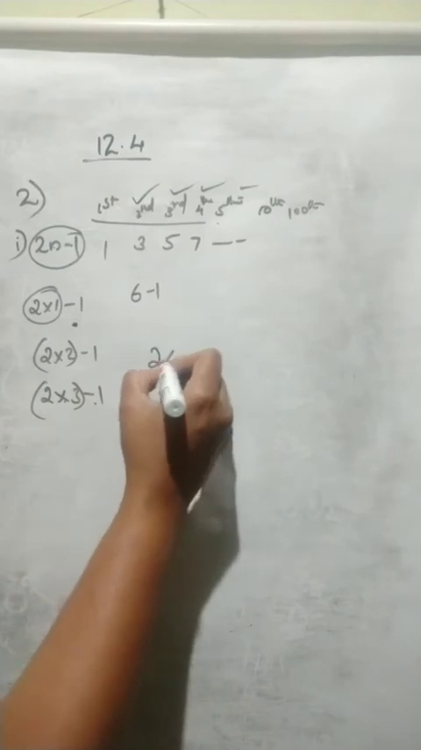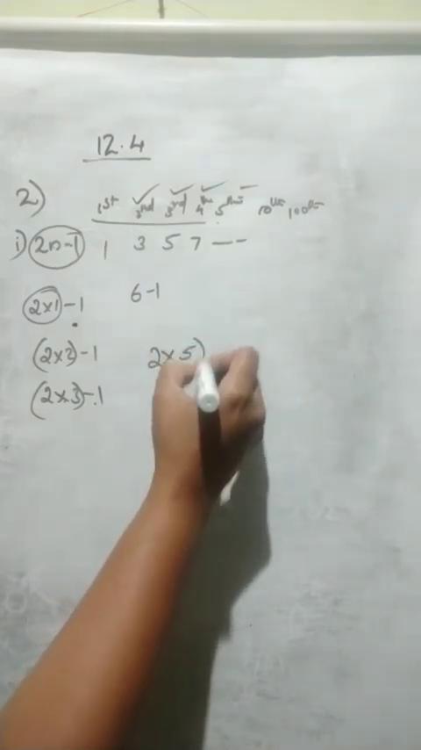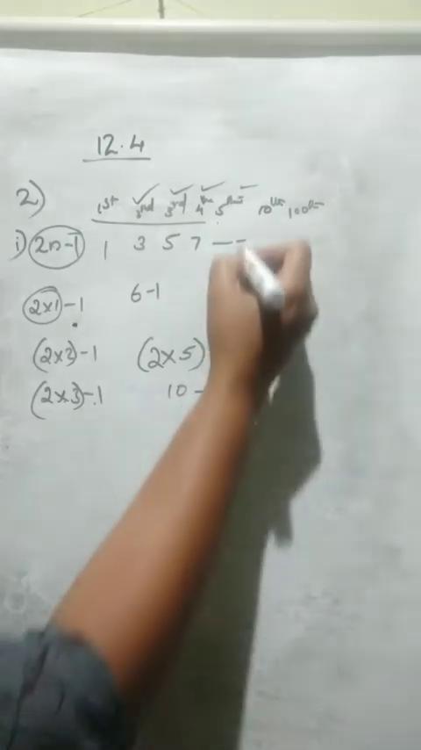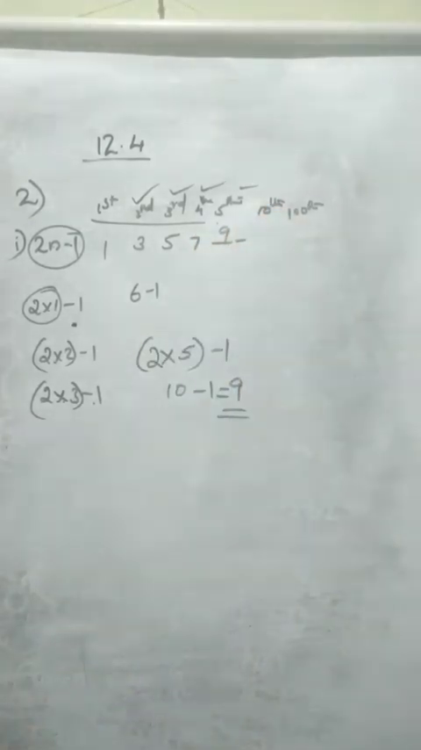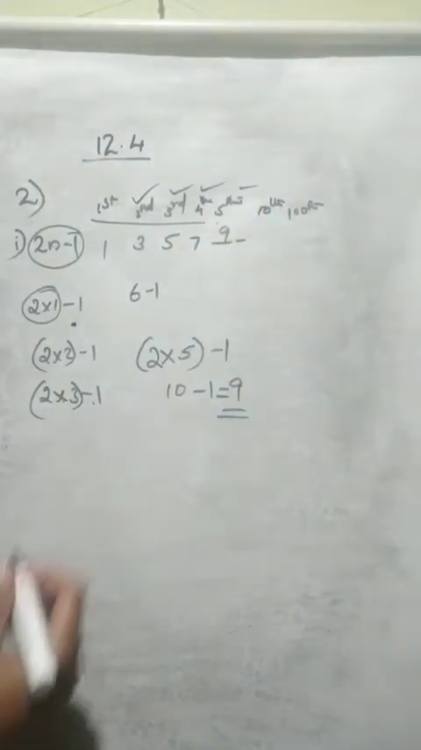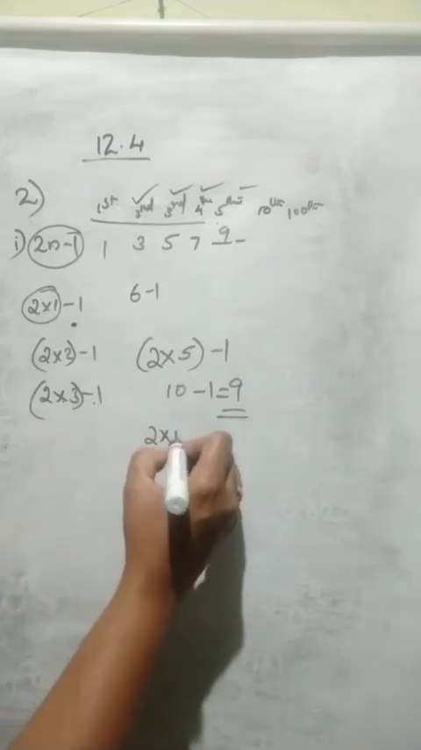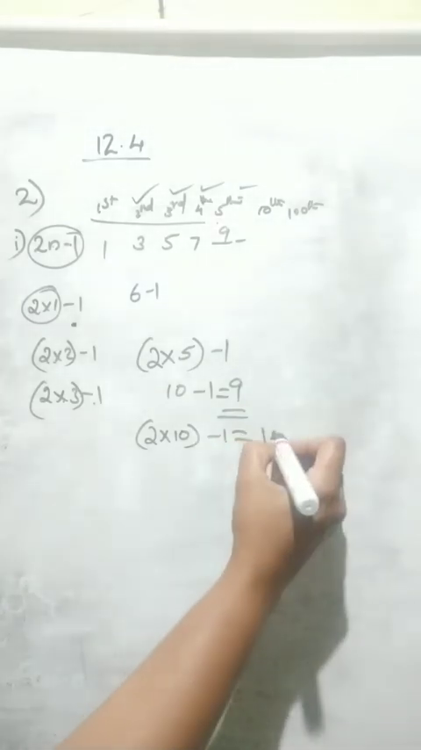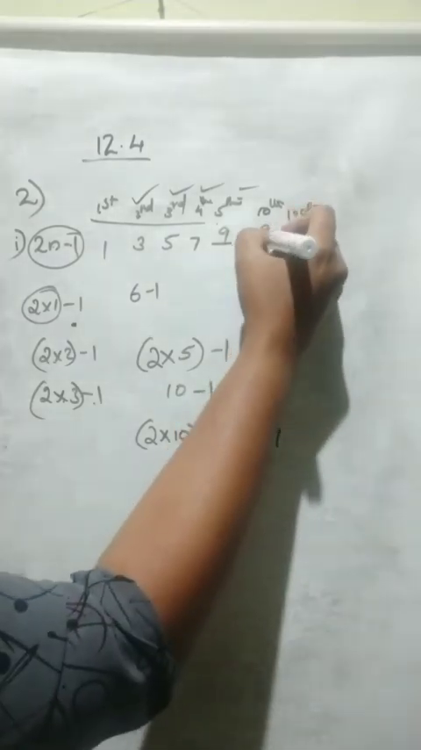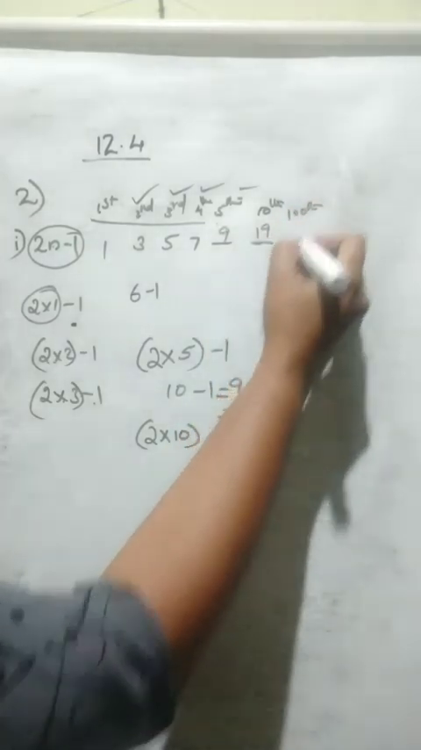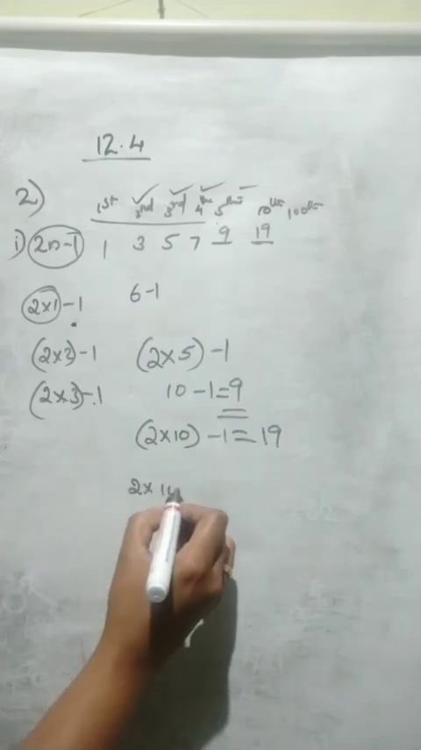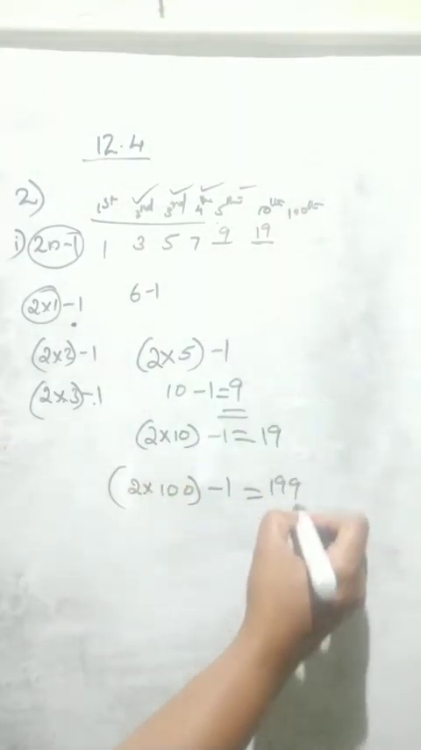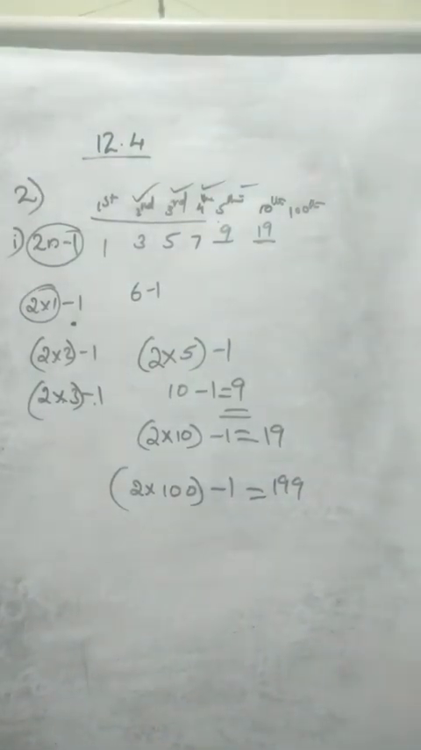2 times 5 minus 1, that is 10 minus 1 is equal to 9. So here it is 9. Now the 10th term, that is 2 times 10 minus 1 is equal to 20 minus 1, 19. So the 10th term is 19. Then the 100th term, 2 times 100 minus 1, 200 minus 1 is equal to 199.